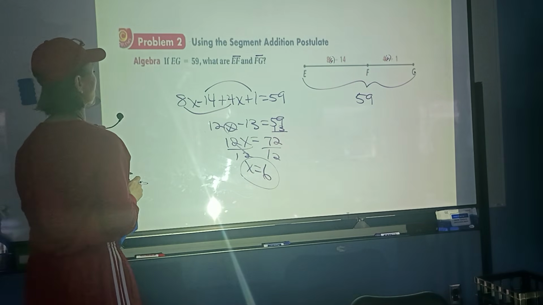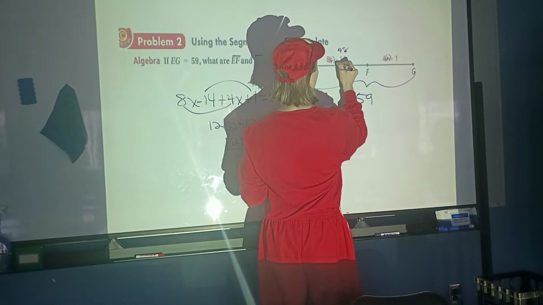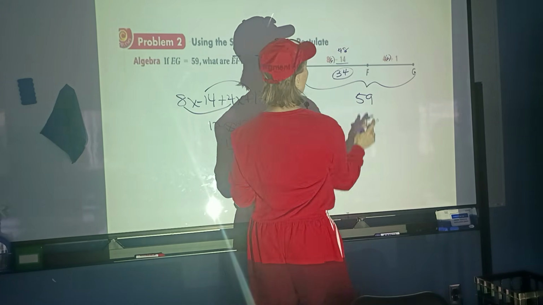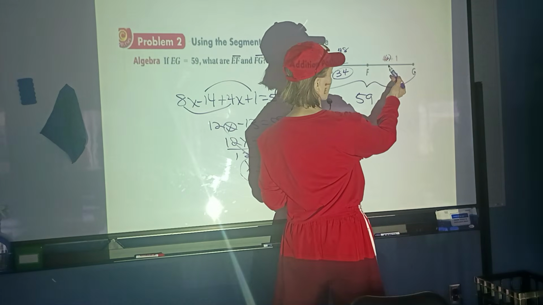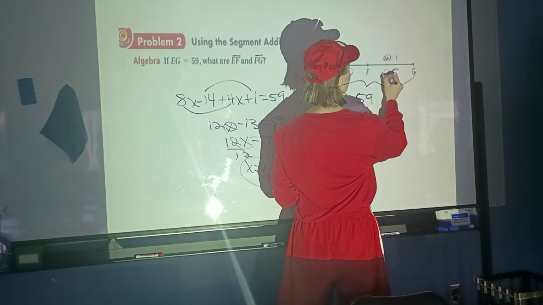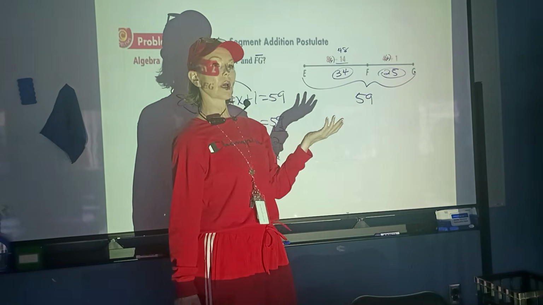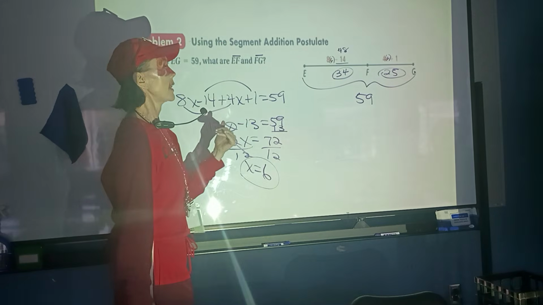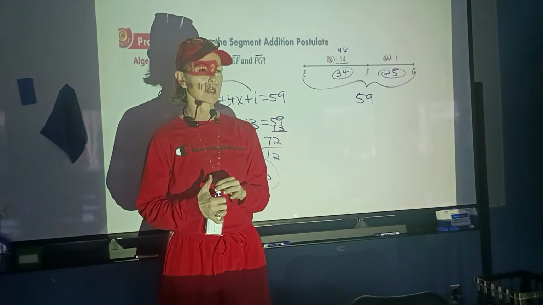So 8 times 6 is 48. 48 minus 14 gives you 34. Okay? 4 times 6 is 24, plus 1 is 25. So the length of EF is 34. And how can you double check to make sure that you did it right? If you add this plus this, it should give you 59. And that is segment addition.